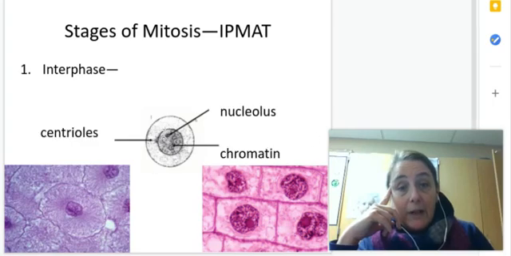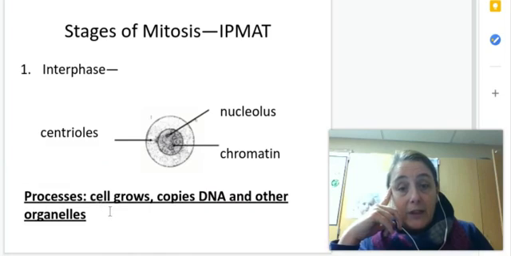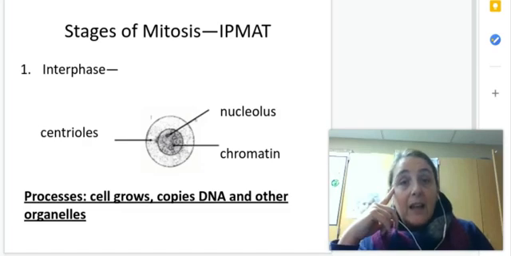If you look up here, we have the nucleolus, we have our chromatin, and we have our centrioles. And the cell is going to grow. It's going to copy the DNA, and it's going to copy other organelles as well. That's interphase. The next one is P.